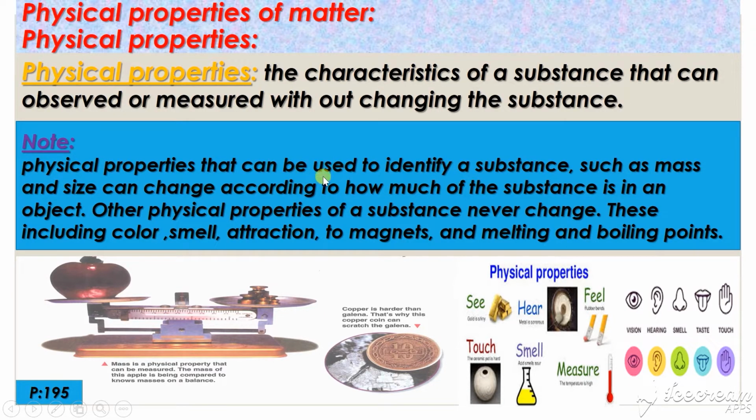Physical properties can identify a substance. These properties don't change the substance. They include color, smell, attraction to magnets, and melting and boiling points. To observe the physical properties, we use our five senses: sight, hearing, smell, taste, and touch.